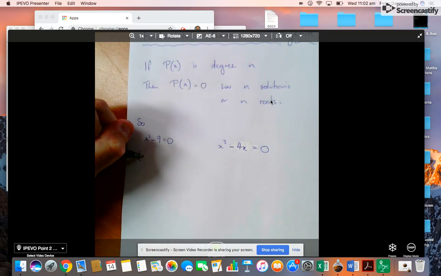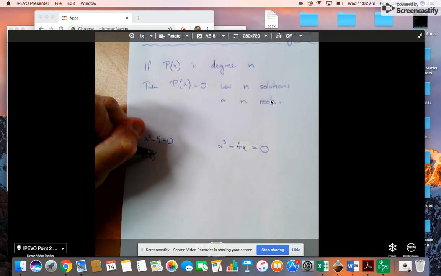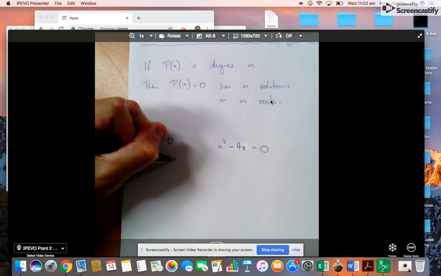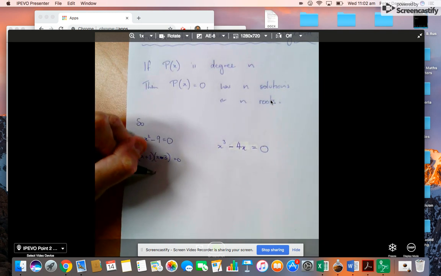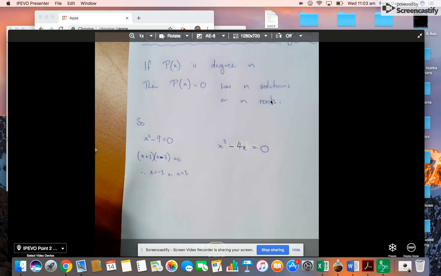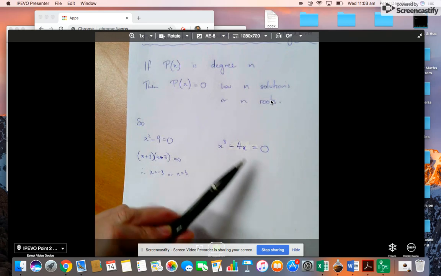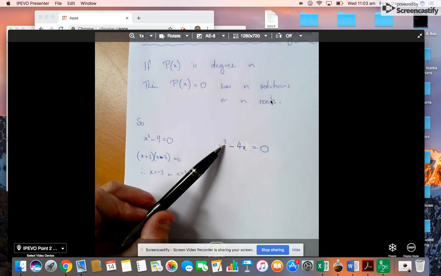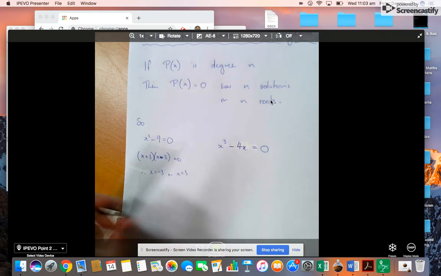And we can factorise that. It's a difference of 2 squares, so it becomes (x plus 3)(x minus 3) equals 0. Therefore, x equals minus 3 or x equals 3. And it's degree 2 and it has 2 solutions. It has 2 factors. Something like this, it's degree 3 because the highest power is 3.